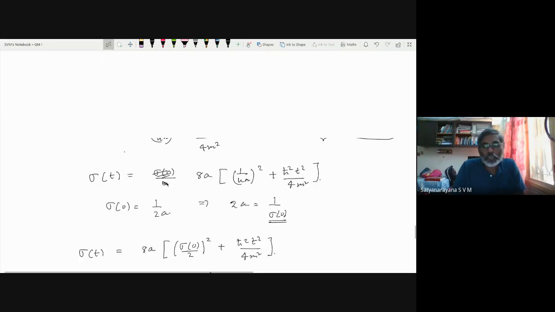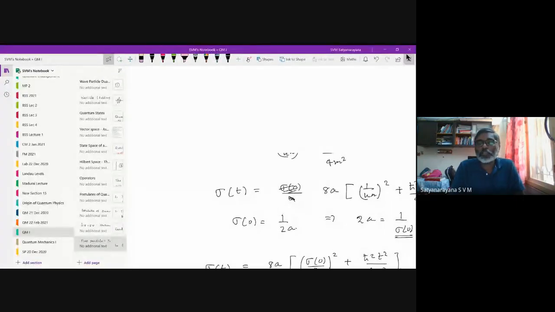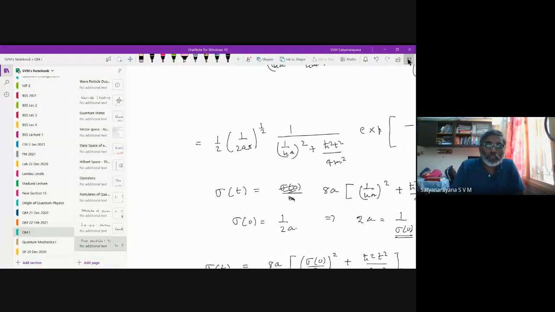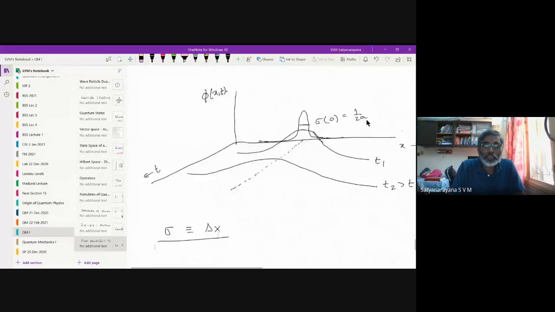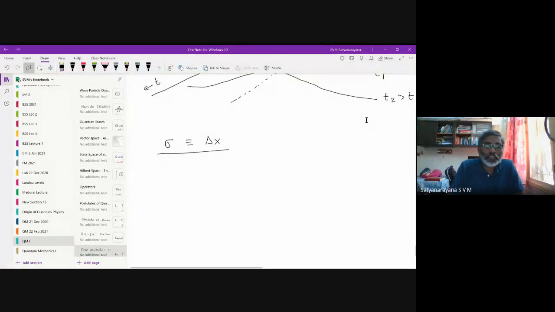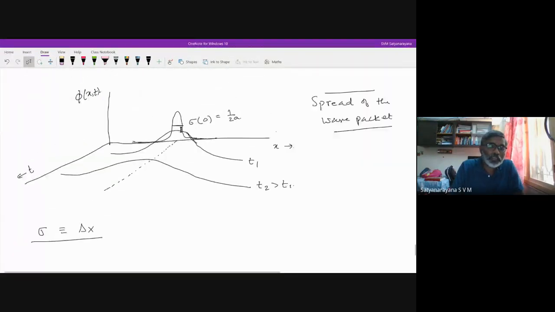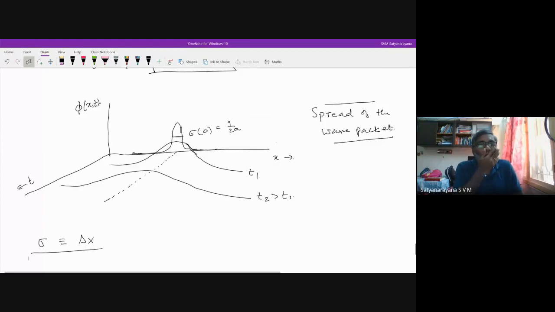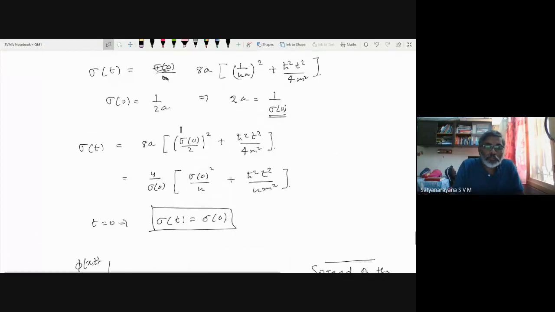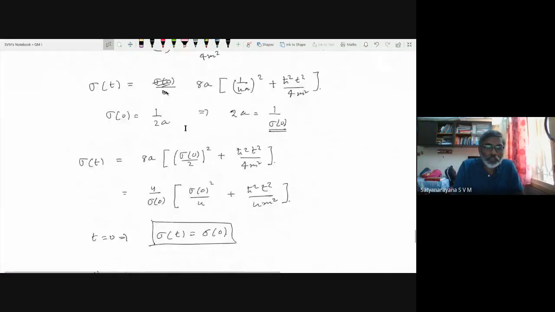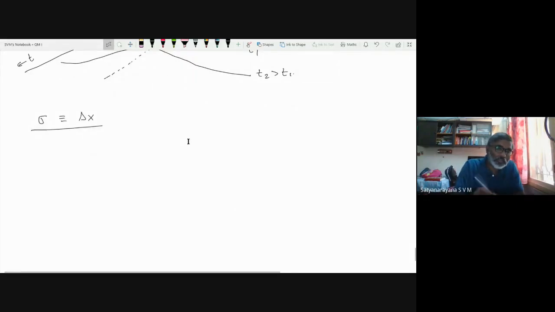So I told you in the beginning that if you have a non-stationary state, the time evolution of a non-stationary state can be obtained by expanding the wave function in terms of the stationary states. And that is what I did in this case. But in this case, I have to do this in such a way that we have integrations, not the summation.